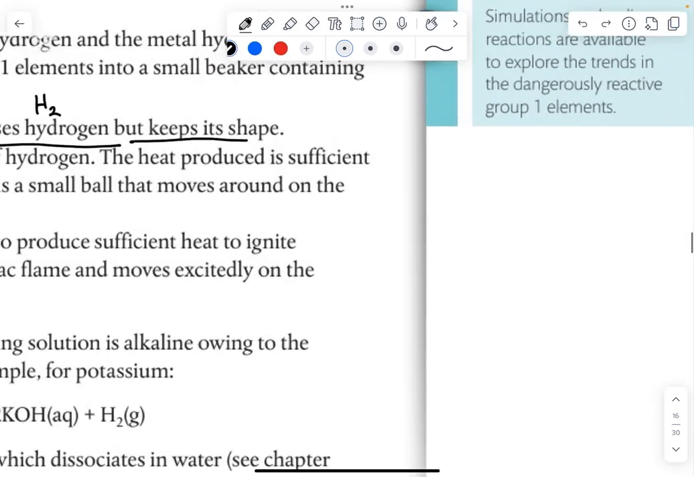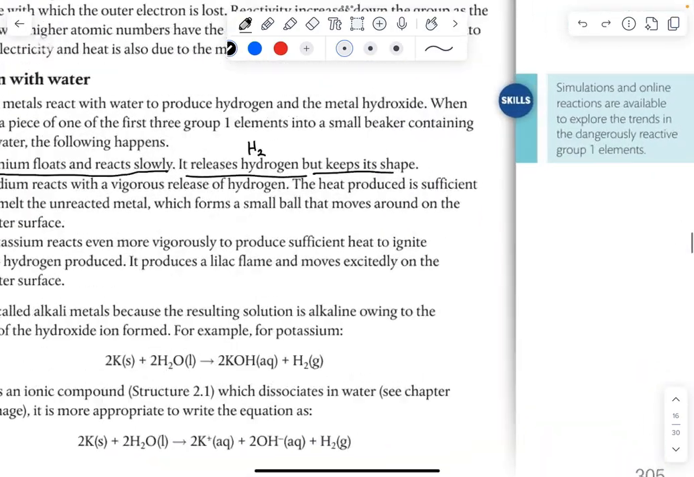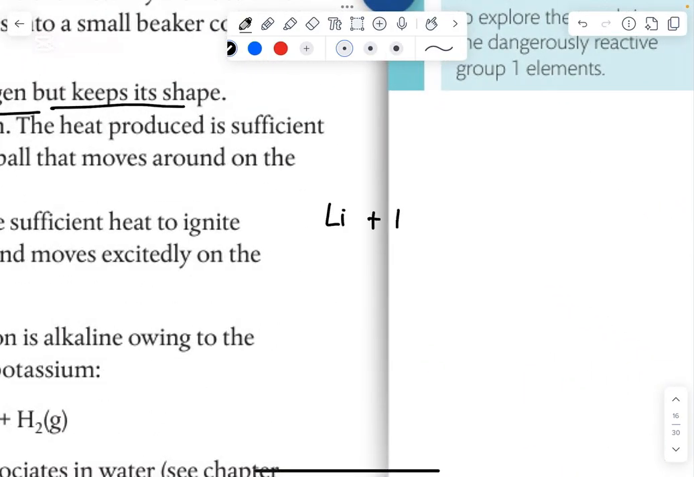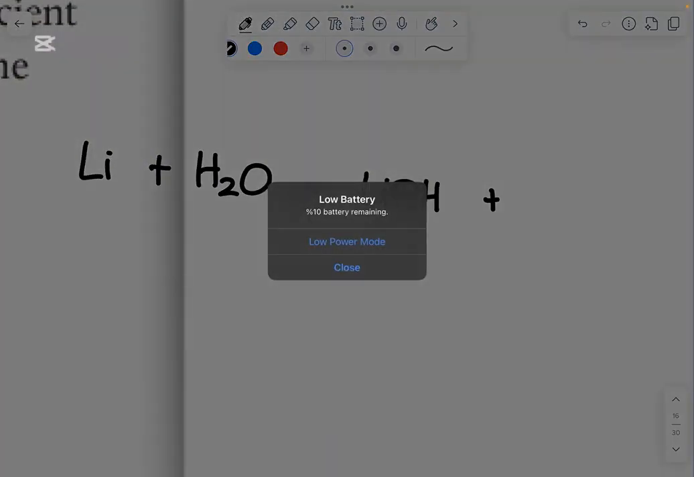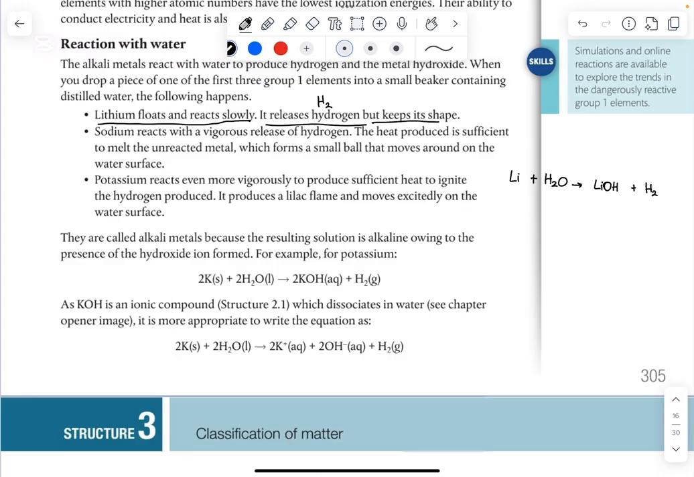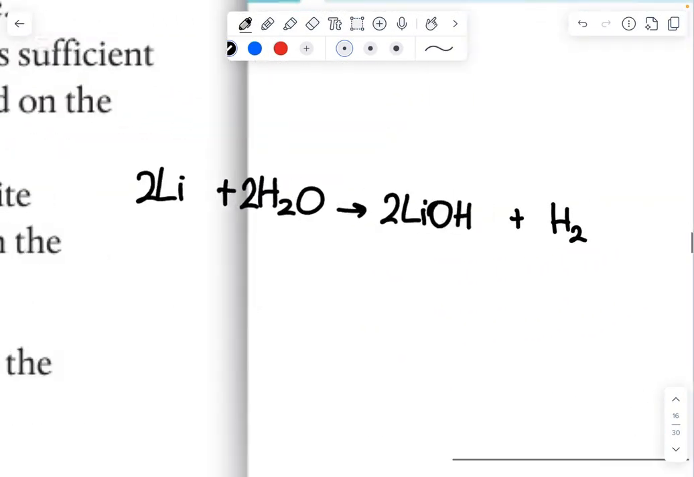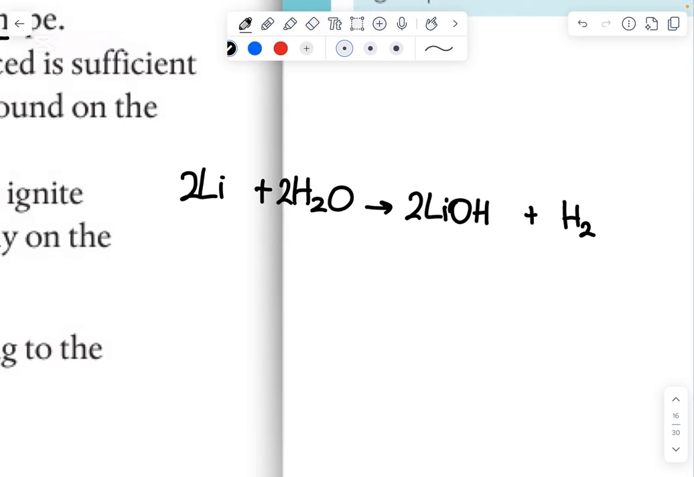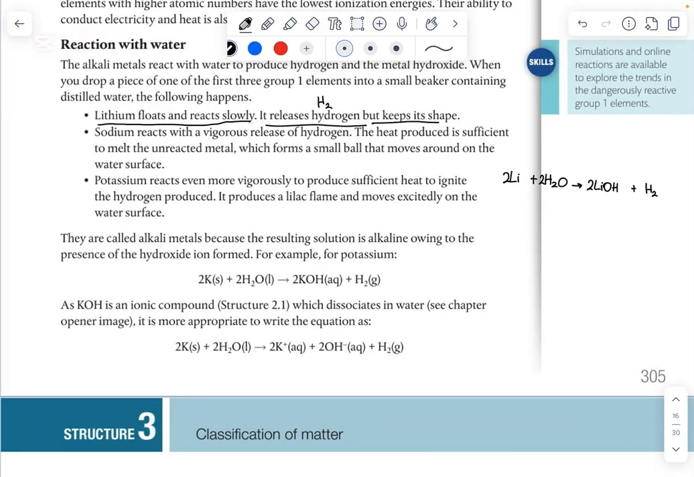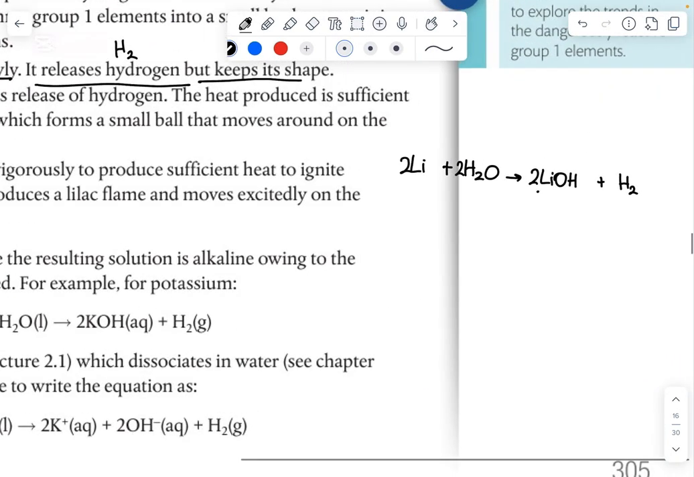Let's draw the chemical equation of this. We have lithium and H2O. This is going to release lithium hydroxide, which creates a base, and hydrogen gas. So it's pretty tame when compared to the other alkali metals' reactions with water, but it's important to note that it creates a base and it releases hydrogen gas.